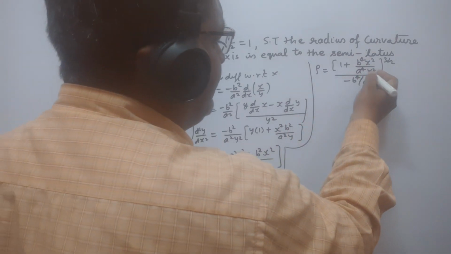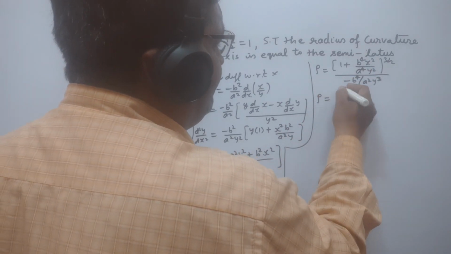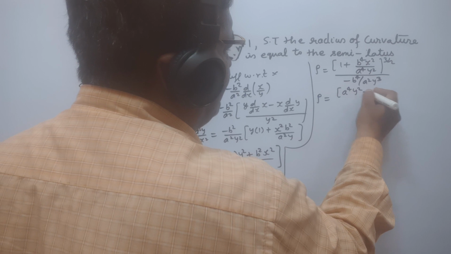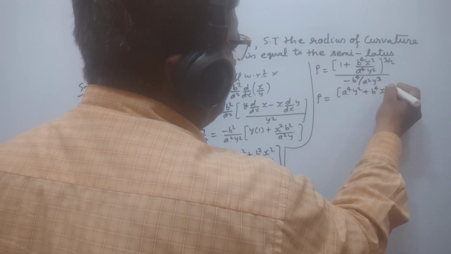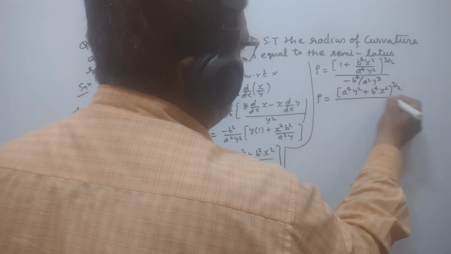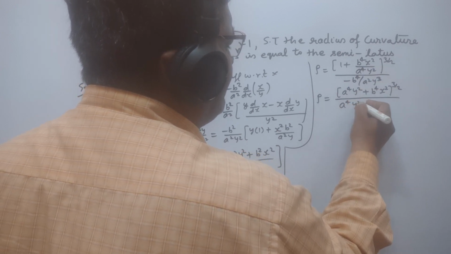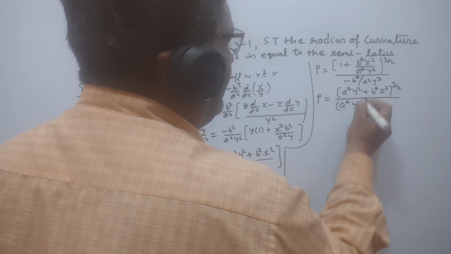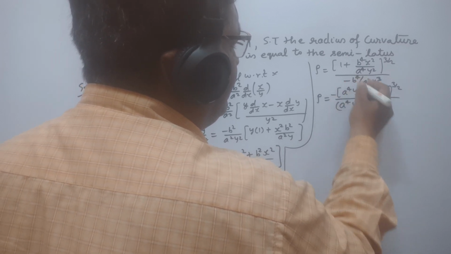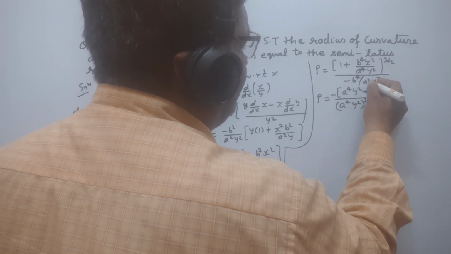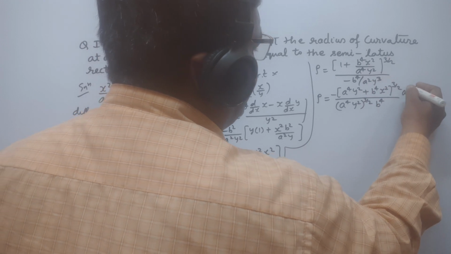Now taking the LCM here in this bracket, we get a to the power 4 y square plus b to the power 4 x square, whole power 3 by 2, and we take the LCM a to the power 4 y square, whole power 3 by 2, and this is minus here, and this is b to the power 4 and this a square y cube in the numerator.